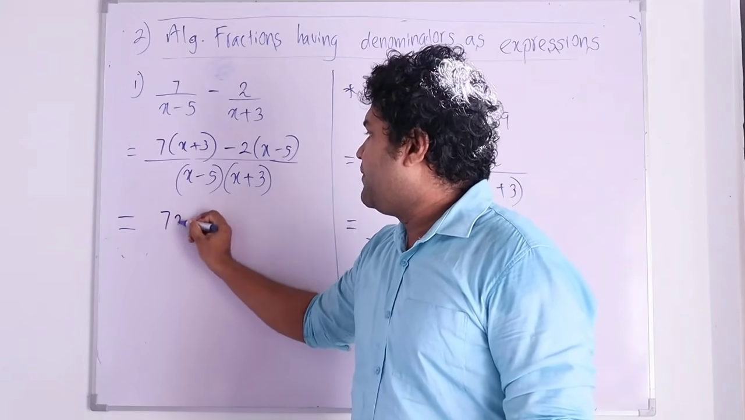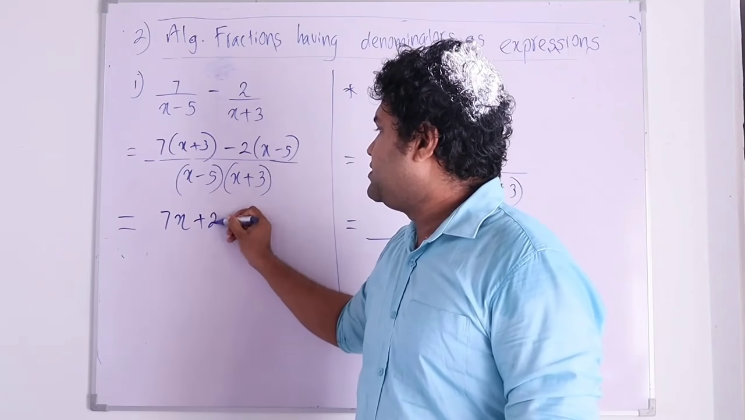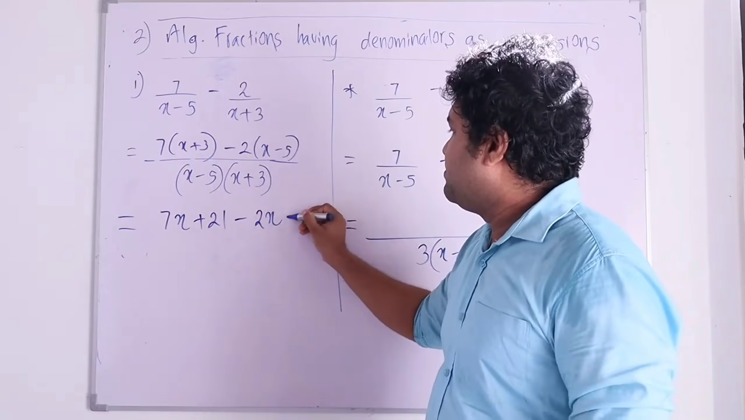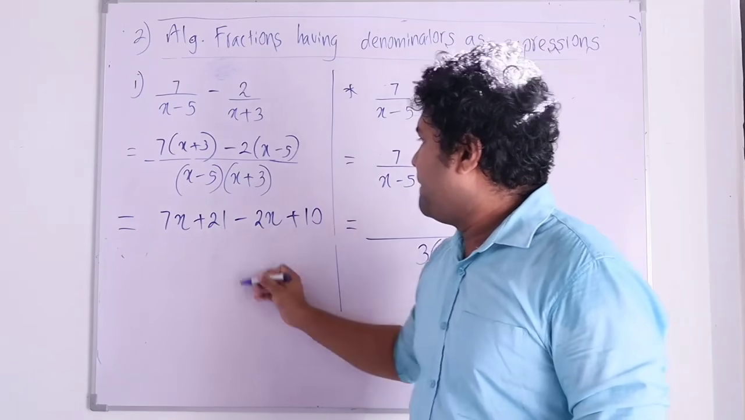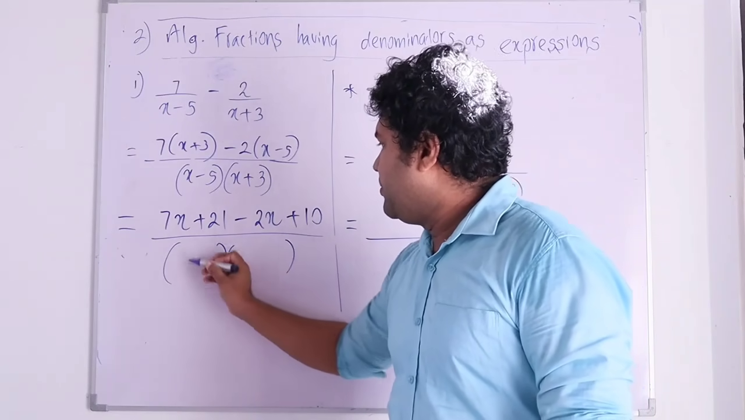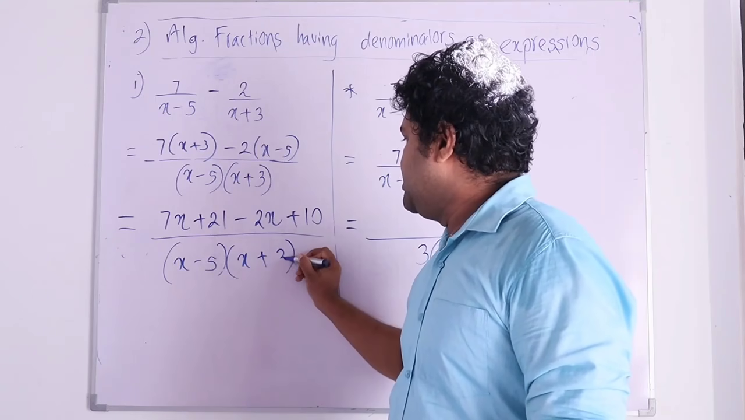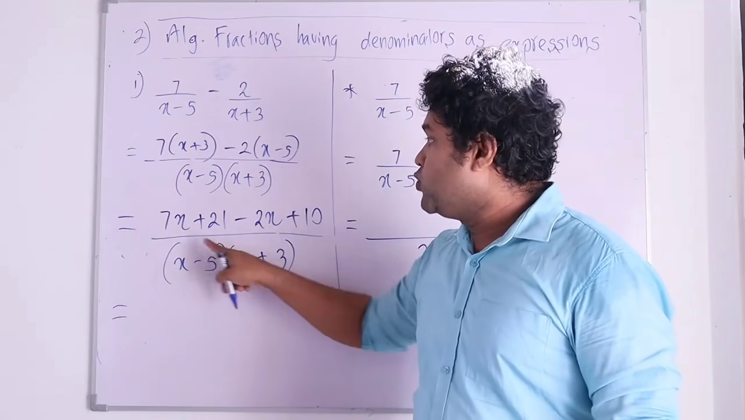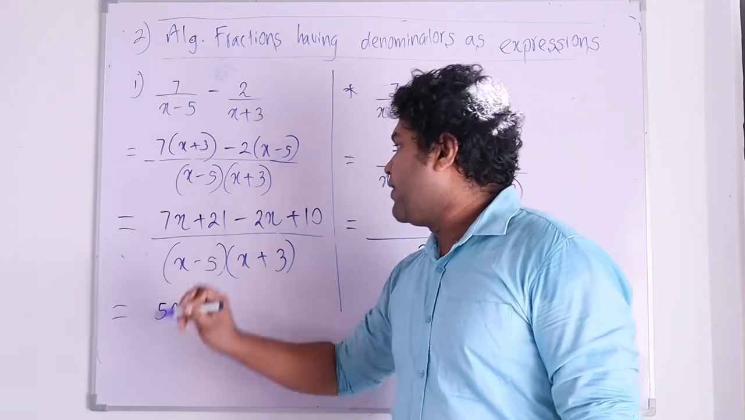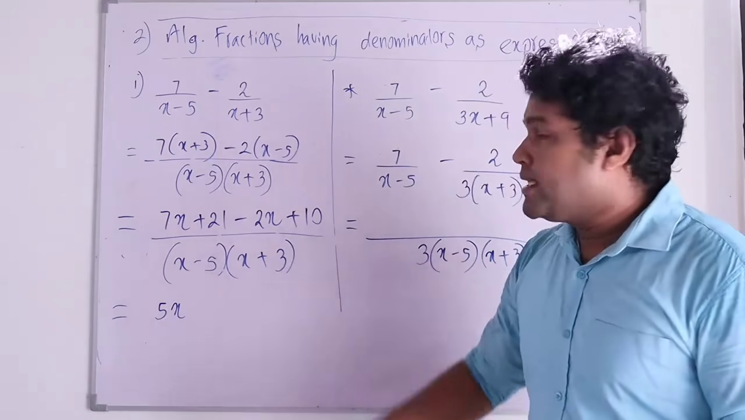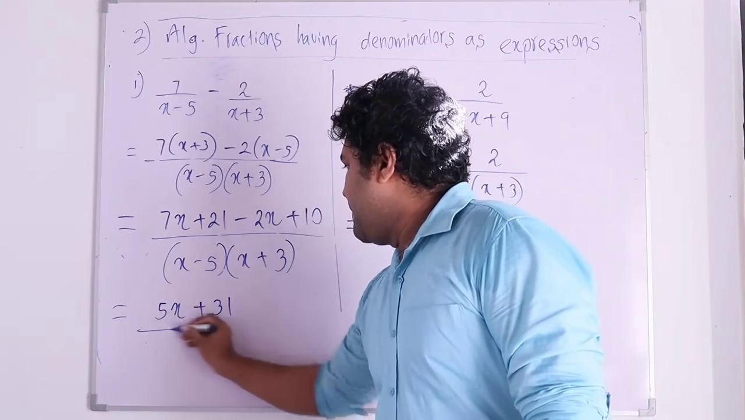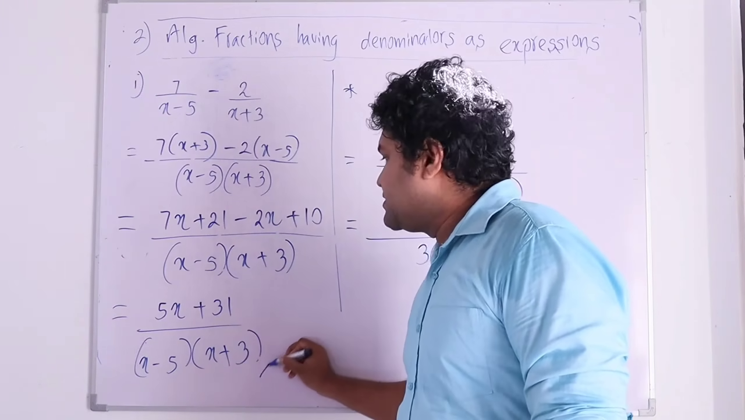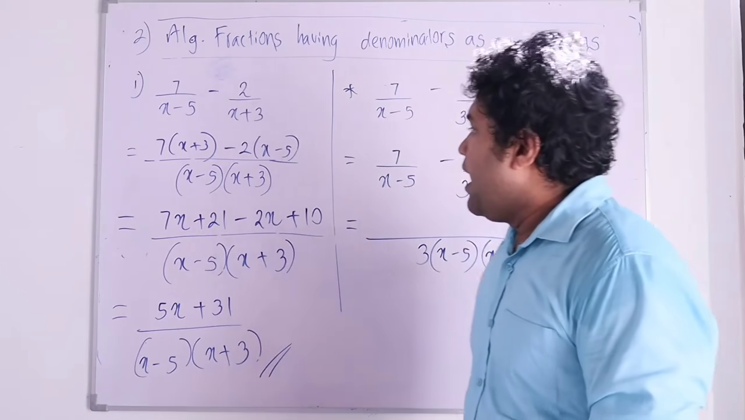7 times x, you know, 7x. 7 times 3 is 21. And minus 2 times x is minus 2x. And minus minus plus, you know, 2 times 5, 10. And what's your answer? The denominator is the denominator. It doesn't change. And we have to simplify the like terms together. Here we have minus 2x plus 7x. Your answer is plus 5x. What is plus 21 and plus 10? Plus 31. Okay. Now we have to keep the denominator: x minus 5, x plus 3. This is the final answer, right? This is the answer for the first question.